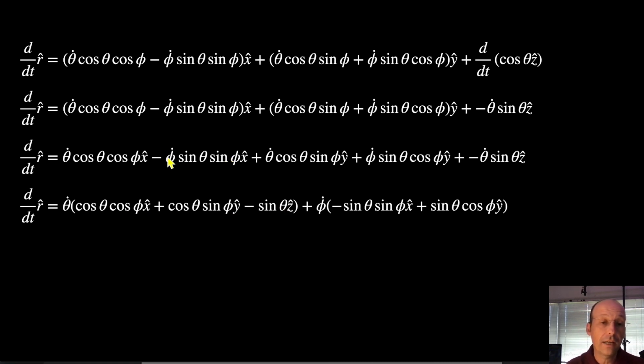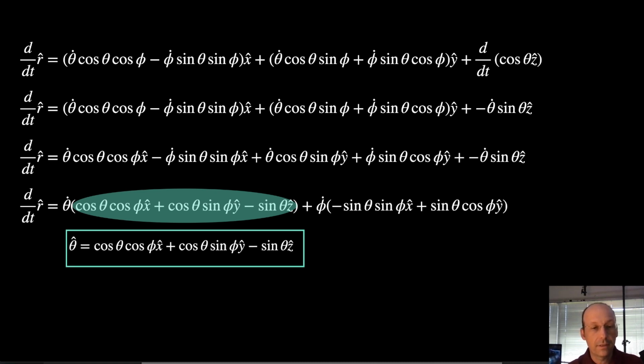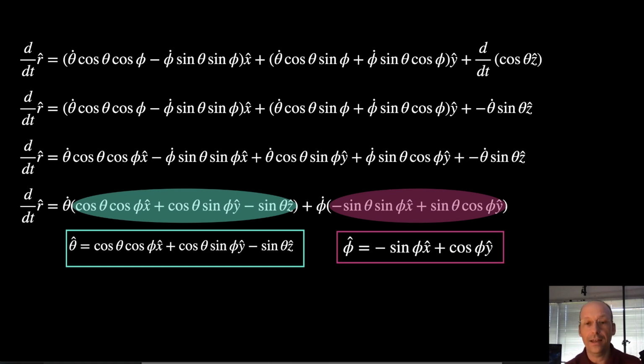Do the same thing with phi dot. I have a phi dot negative sine theta sine phi, a phi dot sine theta cosine phi, so I get that. Now if I look at this term right here, cosine theta cosine phi x hat, cosine theta sine phi y hat minus sine theta z hat, that is theta hat. We did that already. That's theta hat. That's kind of nice. And then over here, if you look at this, that's phi hat, right? We already did that. That's phi hat.